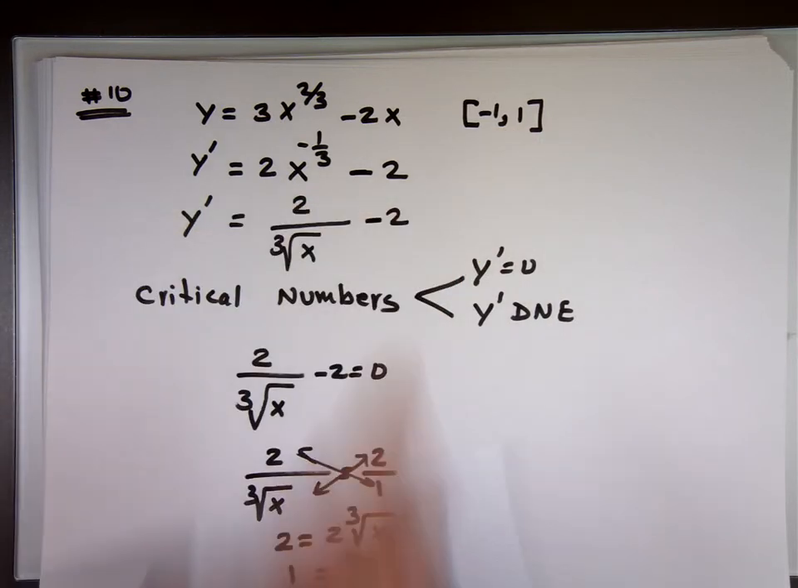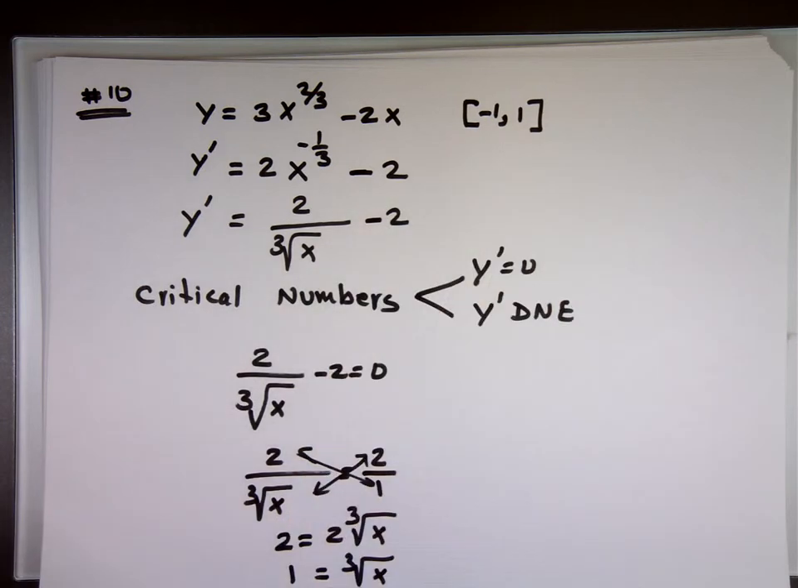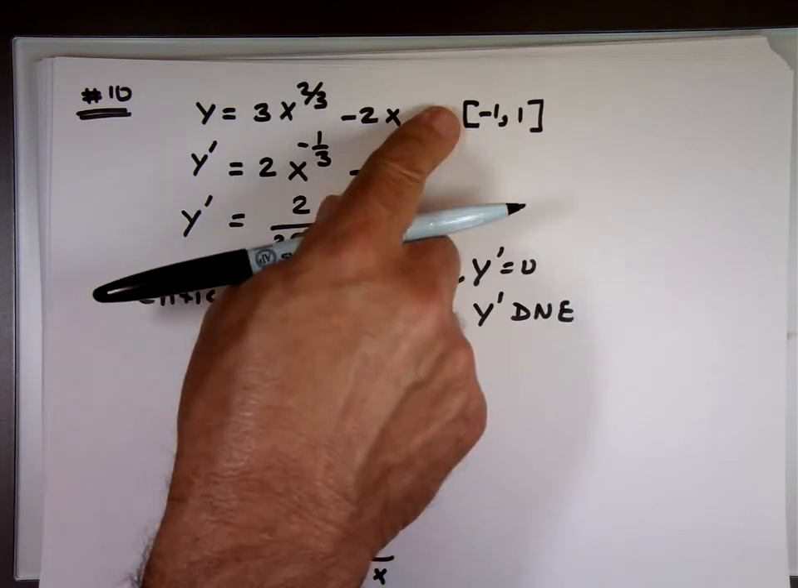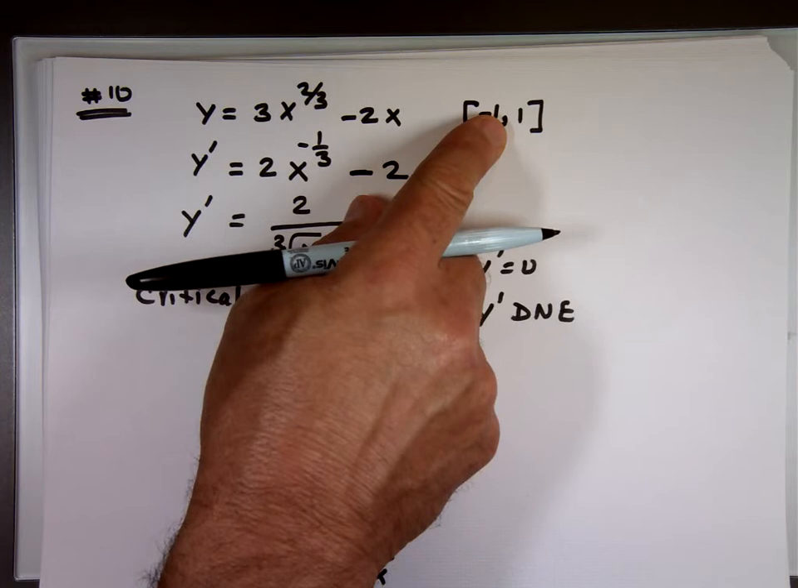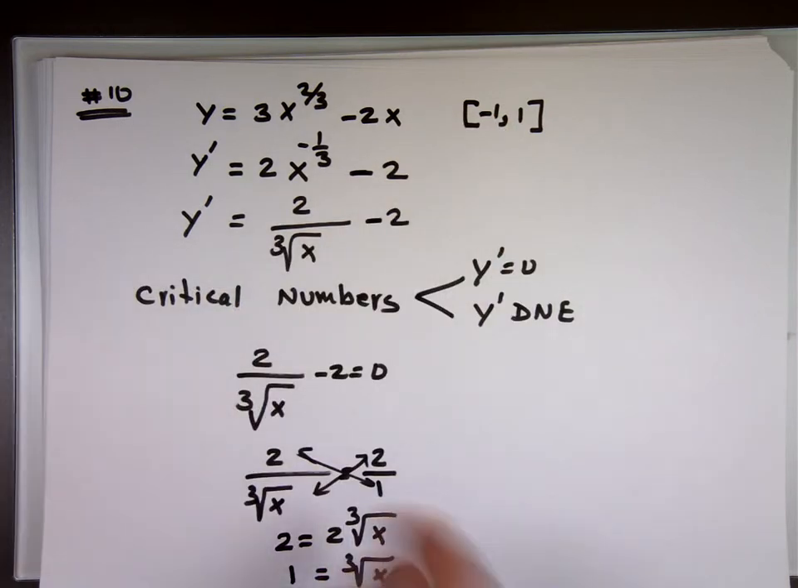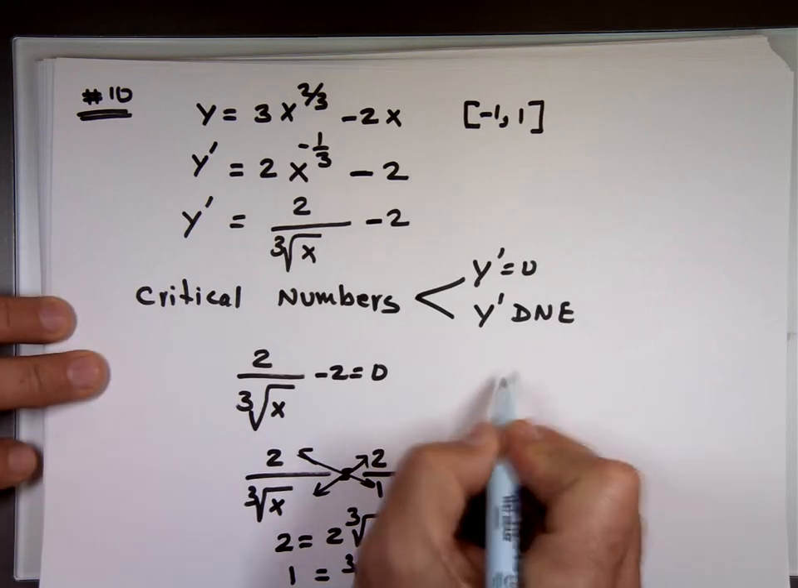If that went from minus 1 to 3, then I'd have an extra point, the 1. If that went from 0 to 1.5, then I wouldn't have the 1. It has to be within that limit. So that happens to be the endpoint. I'm good. What about the derivative undefined?